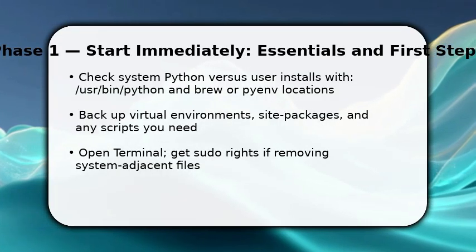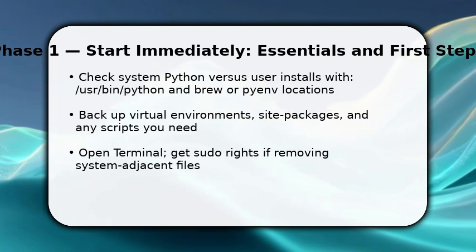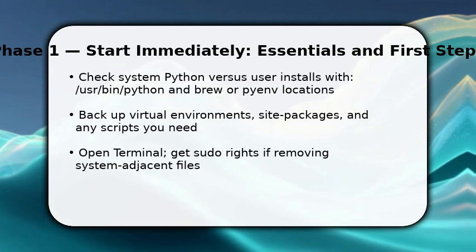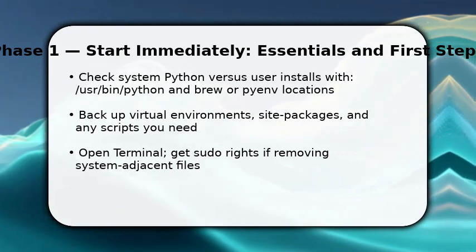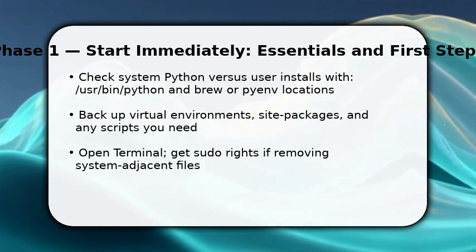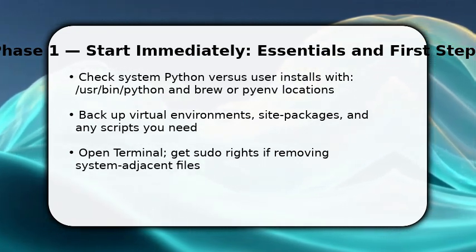You start by finding which Python you will remove. Use which python3, which python, and brew list or pyenv versions to tell system versus user installs. Once located, back up any virtualenvs, pip freeze requirements, and personal scripts so you can restore them later.